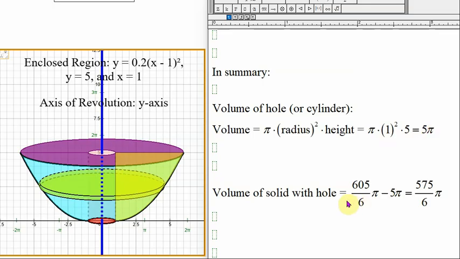So the volume of the solid without the hole is 605 over 6 times pi. And then subtracting from that 5 pi, we get 575 over 6 times pi. So the volume of this solid with the hole is 575 over 6 times pi. And that's the end of the video.